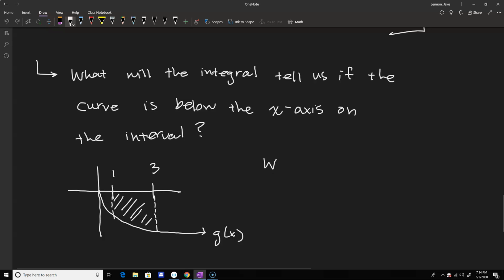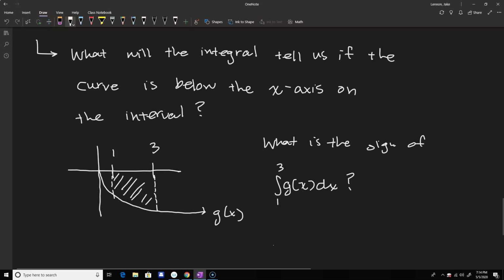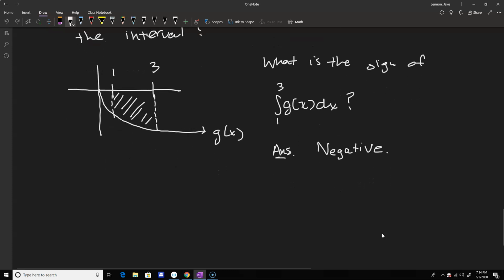So basically this corresponds to asking what is the sign of the integral from 1 to 3 of g of x dx. What is that value? The answer is it's going to be negative. So basically these integrals are behaving like signed areas. As we traverse from left to right, if we're above the x-axis, that would be interpreted as a positive area, and below the x-axis as a negative area.